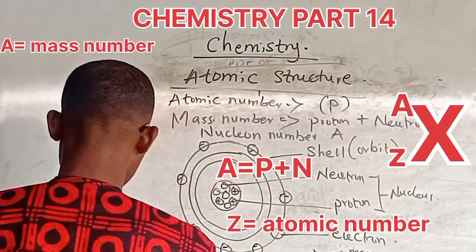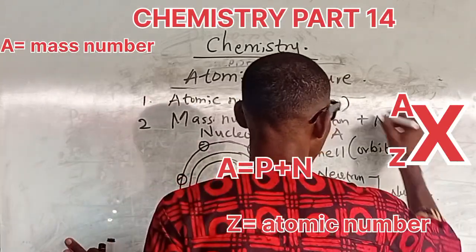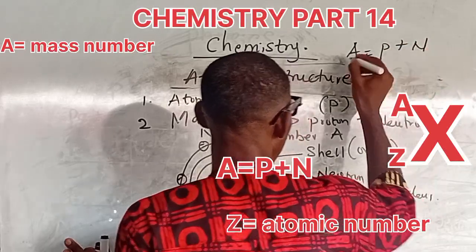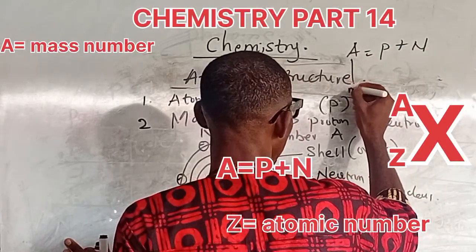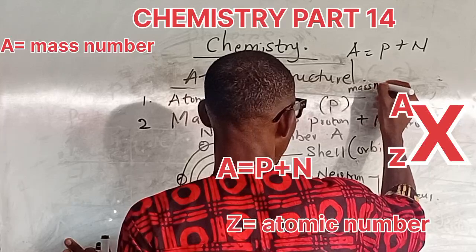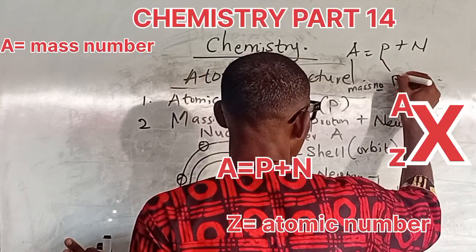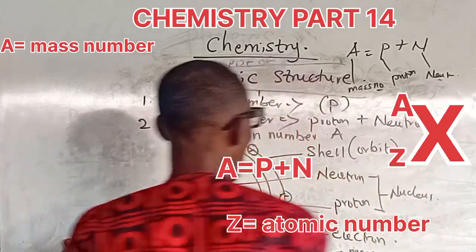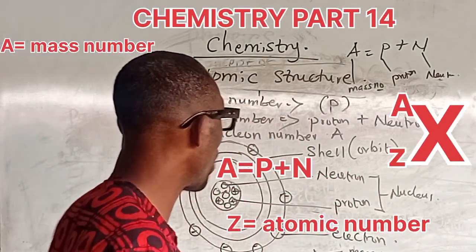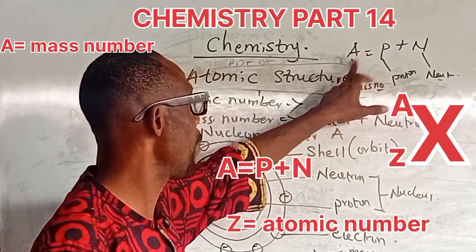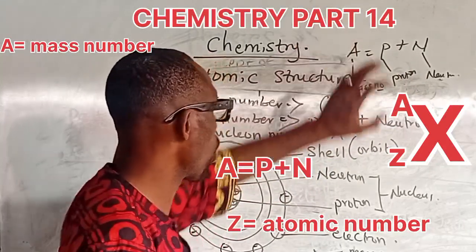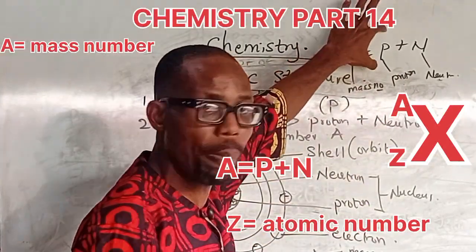And this A, let me write it here so that you can see. A will be equal to P plus N, where A is the mass number, P is your proton number, and N is your neutron number. So if they give you a question to calculate, you must work with this formula: mass number equals proton number plus neutron number. If you're going to get the atomic number, it will be only the proton number.